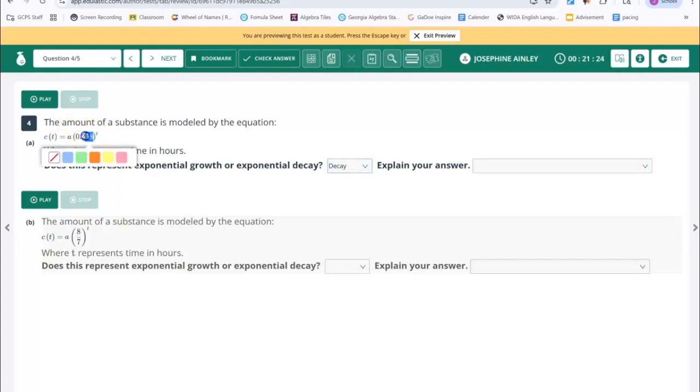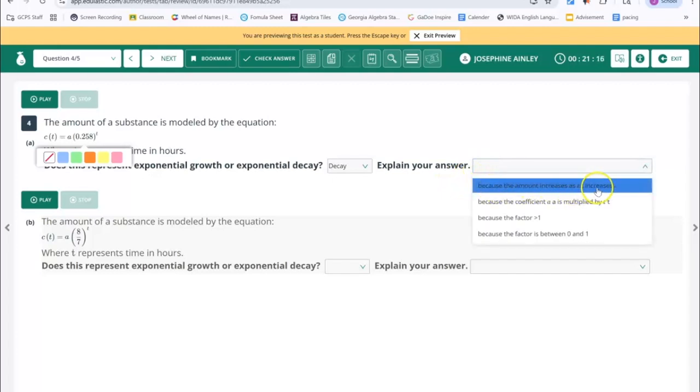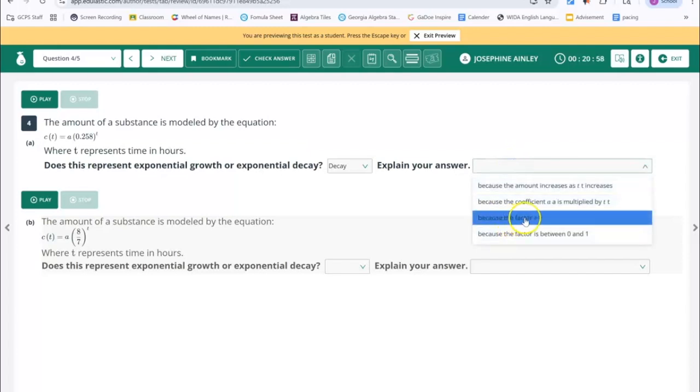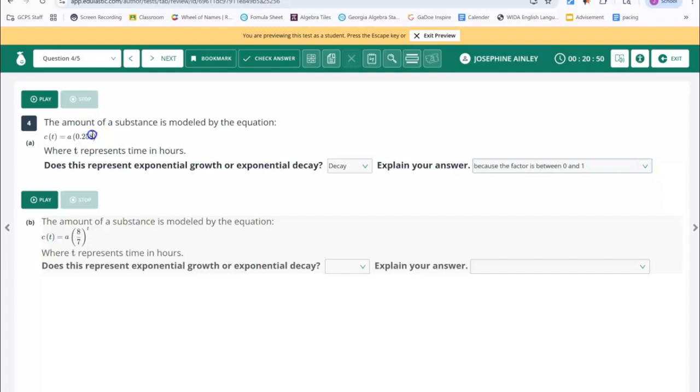So this is decay, because the decay factor, what I'm multiplying by each time, is between 0 and 1. Is it because the amount increases as t is increasing? No, because I'm not talking about increasing, I'm talking about the exponential decay factor. Is it because the factor is greater than 1? It is not greater than 1. Because the factor is between 0 and 1? Yes, it is. That is why this is exponential decay, because the decay factor is between 0 and 1.